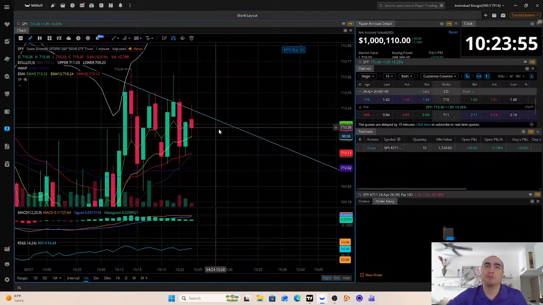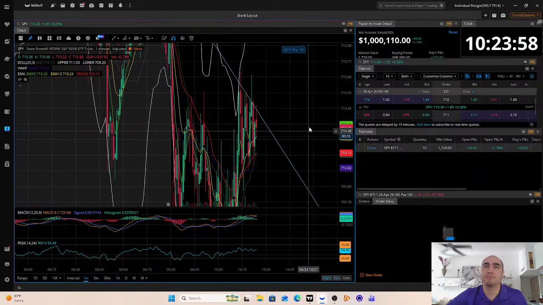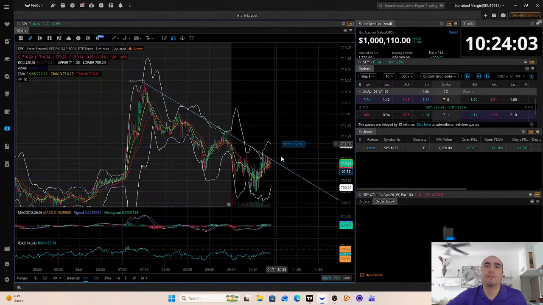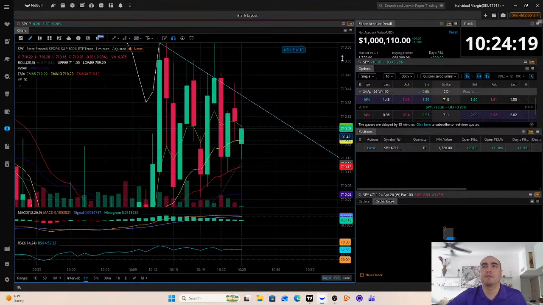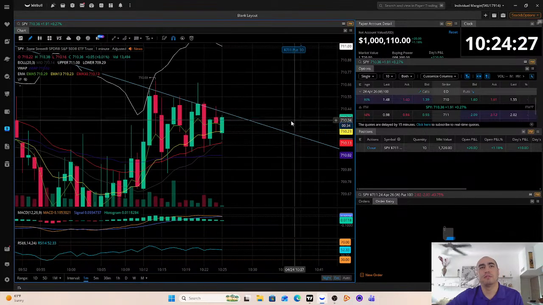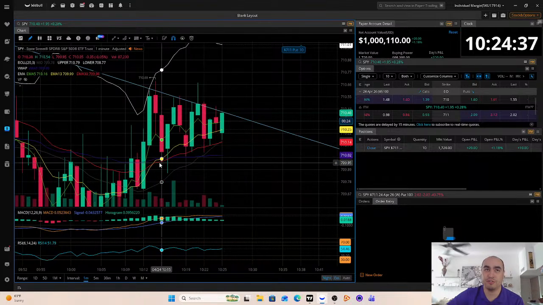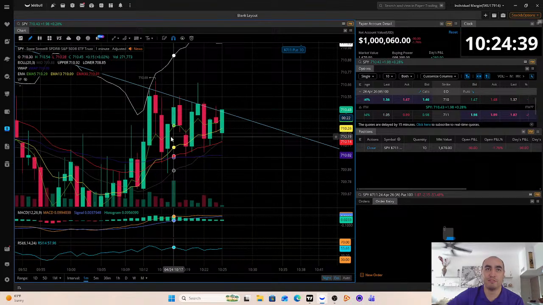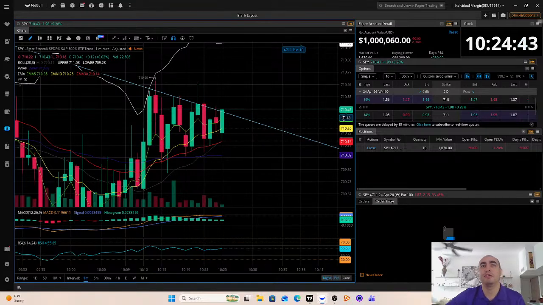Still looks like we're respecting the channel right here. We're getting that rejection. Like I said, that's what I'm looking for. Got to be careful here. Still very much in control here. You can see this candle right here bounce off the 50. This candle bounce off the 50. This one, this one, this one. Well, how many is that? 6?